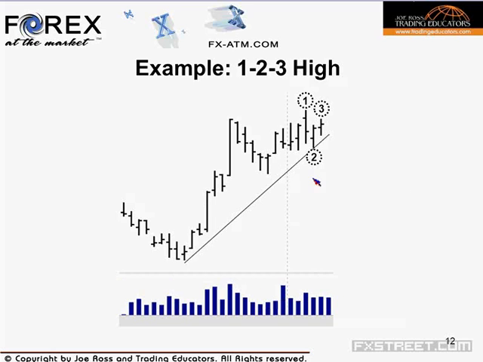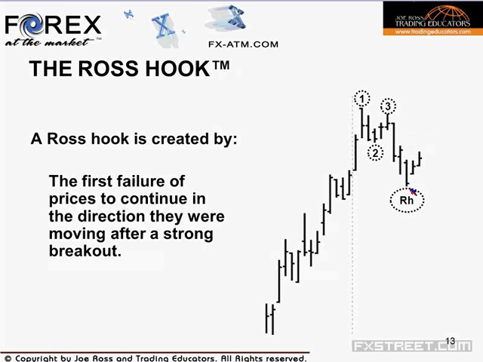And of course a 1-2-3 high just looks the same, turned upside down. So here we've got an up move, point 1 is created, price moves down to point 2, moves up to point 3, but doesn't go higher than point 1. That's always the important thing. And then here we would have the formation completed.